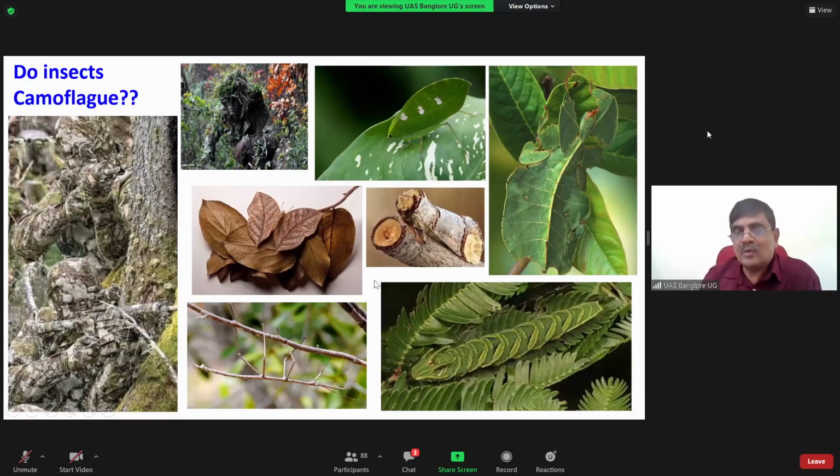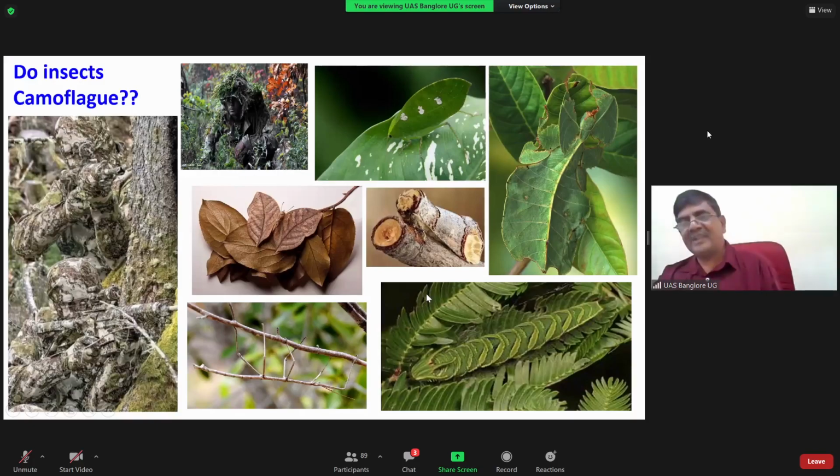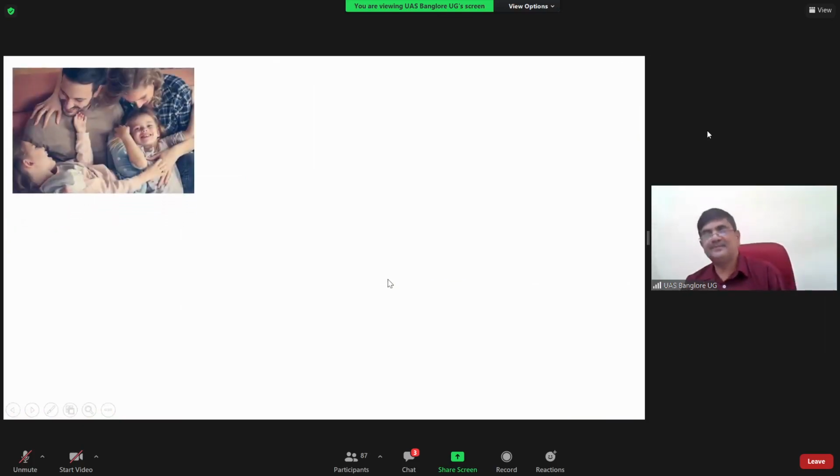There is one more insect. Here you can see a caterpillar in between the leaves. Here you cannot differentiate the caterpillar from the leaves. So in this way, the insects camouflage themselves for protecting from the natural enemies.